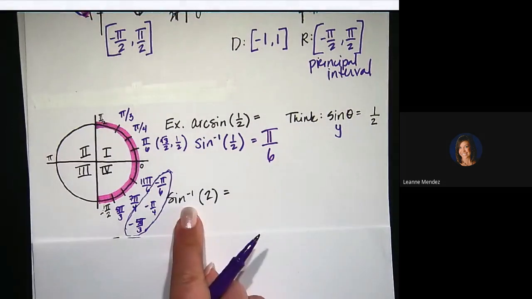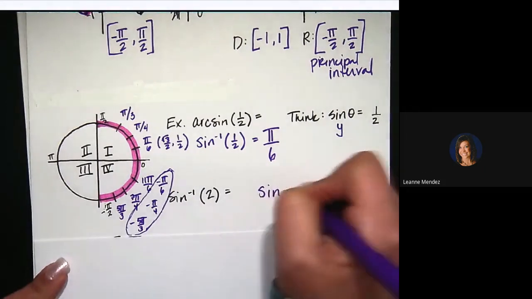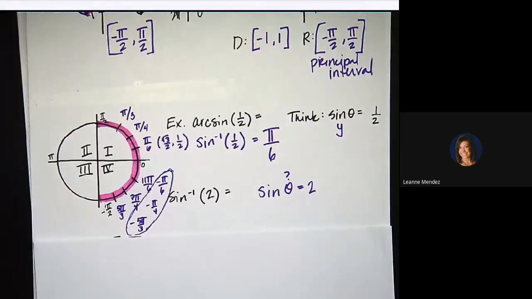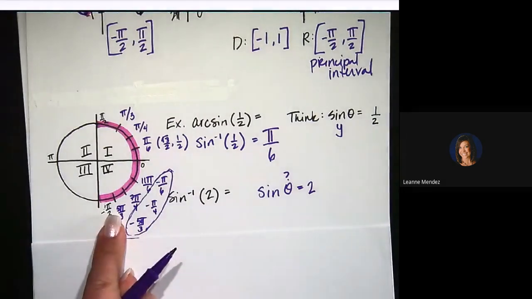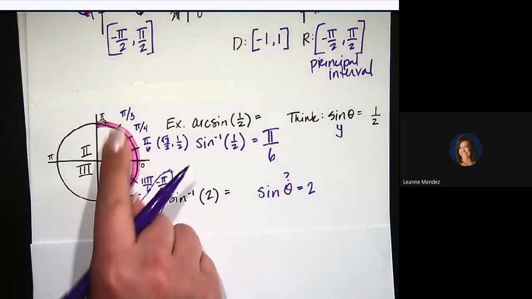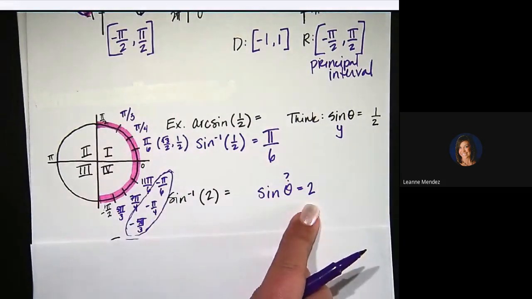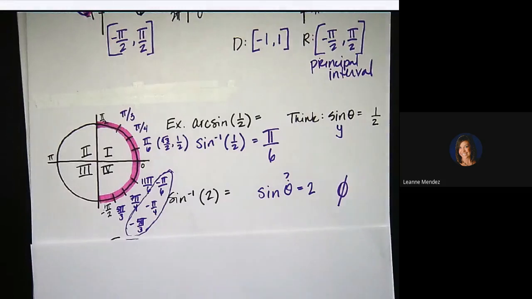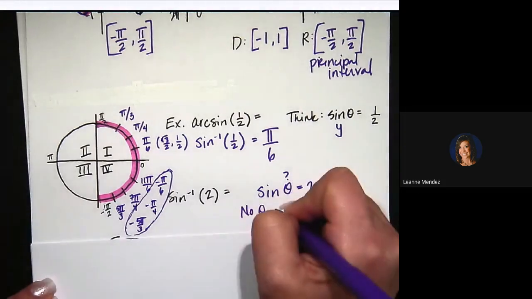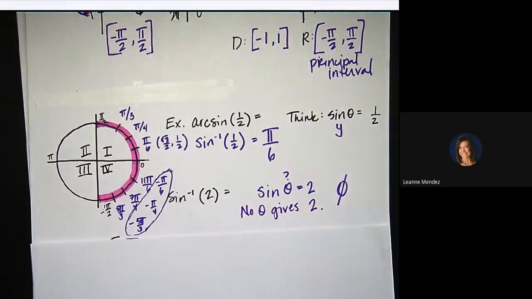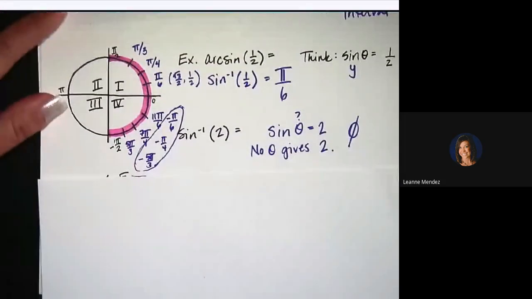Now, if I had sine inverse of 2, again, think sine of what angle gives me a y value of 2. Well, think of all your coordinates. I don't have one. There isn't a y value of 2. Remember, the y values only go from -1 to +1. So since there's no sine value that gives me 2, then that is no solution, not possible. No angle gives me 2. So we just say it's no solution. Okay, let's try another one.